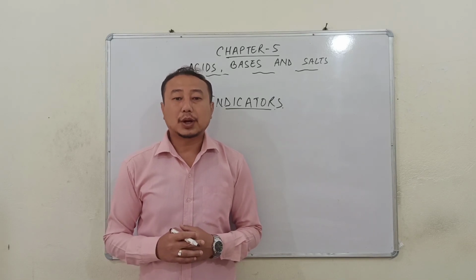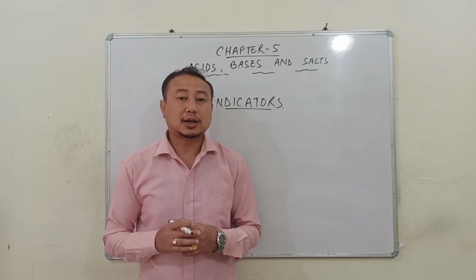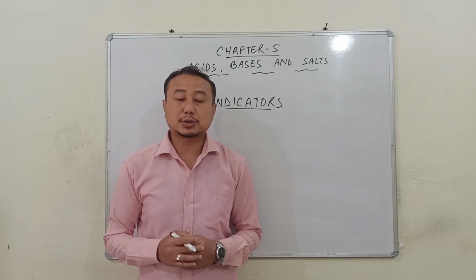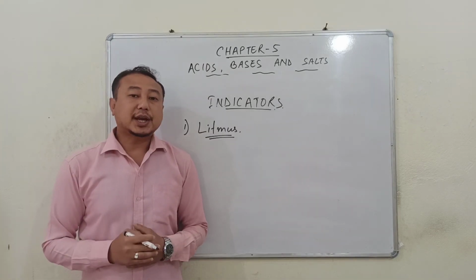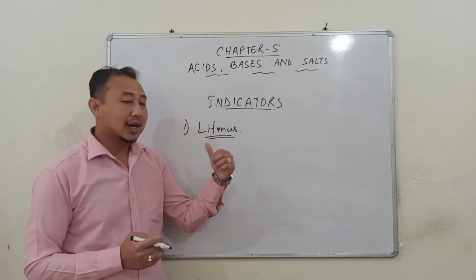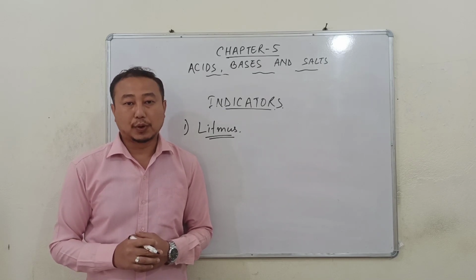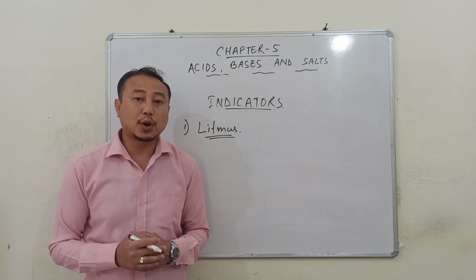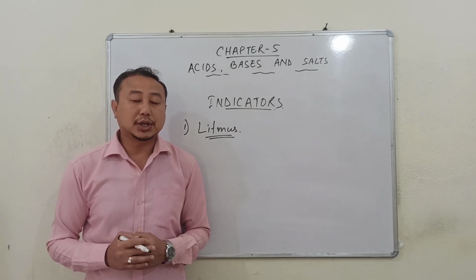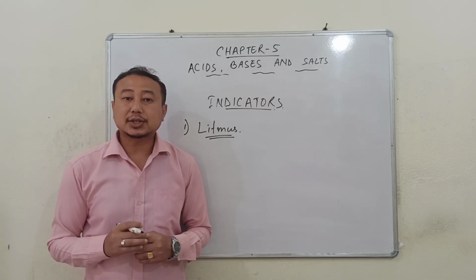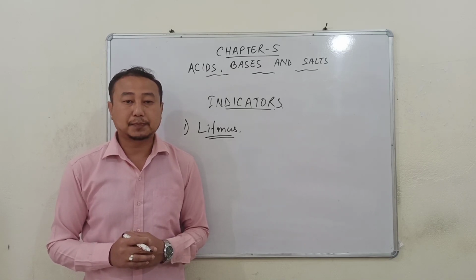Now, let us see one by one some common indicators, and let us also find out what changes in their color take place when they are mixed with acids and bases. The first indicator that we are going to discuss is litmus. Litmus indicators are found in two different forms. One is in the solution form, another in the form of a paper strip. The litmus solution is purple in color and it is extracted from a type of living organism known as lichen.